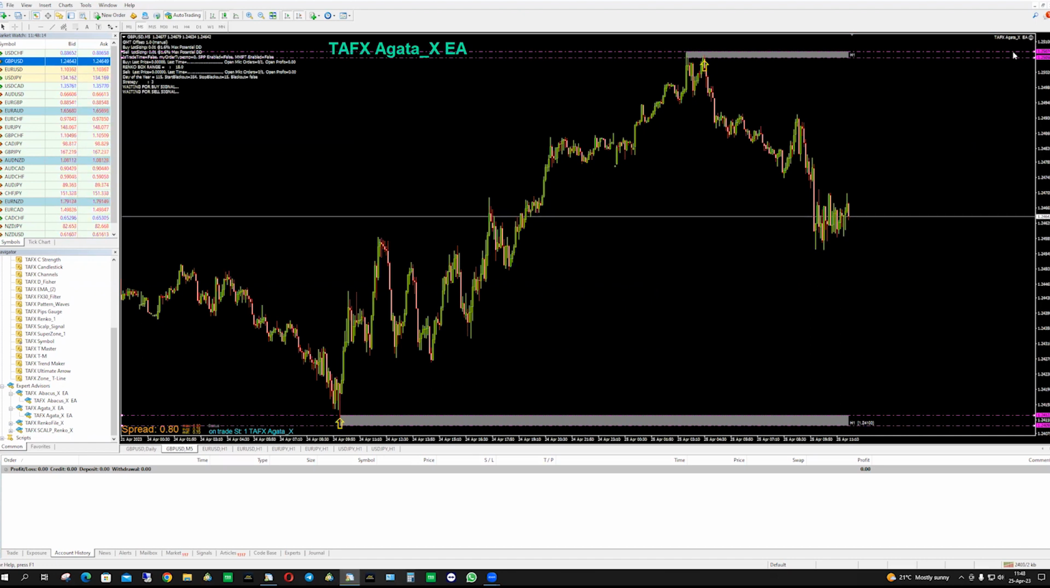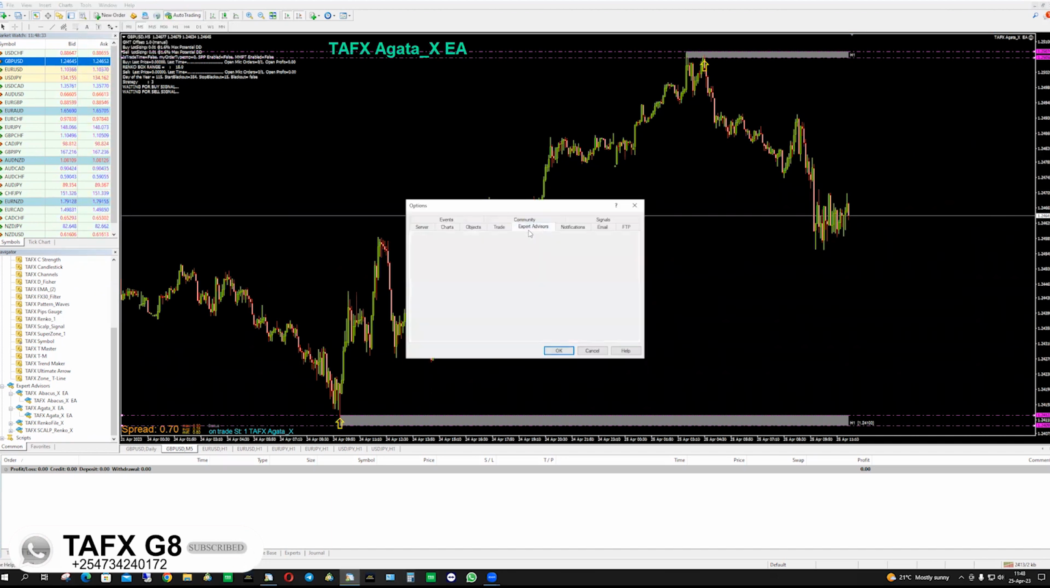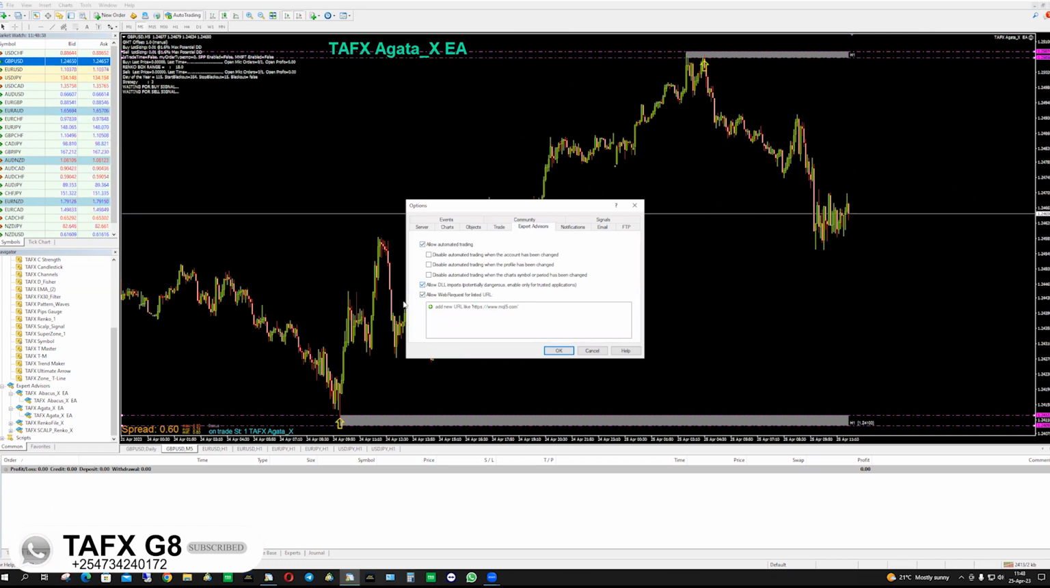You can see the emoji smiling here. If it's not smiling, you must know something is wrong. You can see here it's very angry, right? Something is wrong. It should be smiling. And always remember, go to Tools, Options, and you must activate this: allow automated trading, allow the DLL, and also allow the web request. So these three boxes must be checked in order for your EA to be in good condition, whether you're using MT5 or MT4, right, guys?